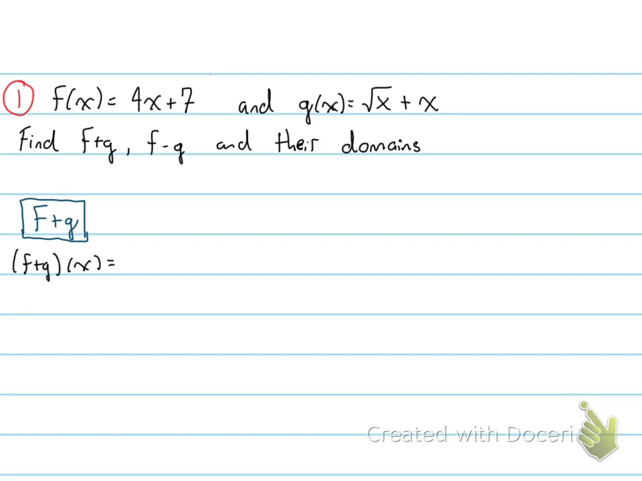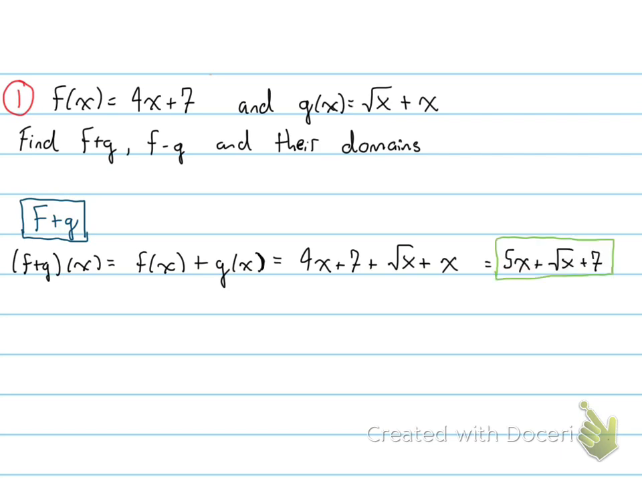If I want to do f plus g, another way I could look at this is f plus g of x, or another way I could write that, f of x plus g of x. And then literally all I'm doing here is just adding those two functions together. So I'm combining like terms. F plus g of x would be 5x plus the square root of x plus 7.